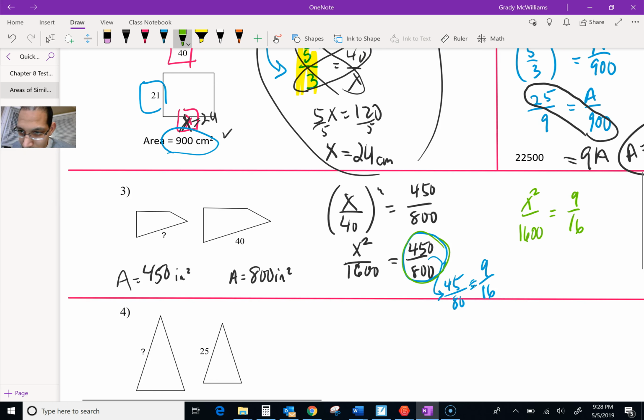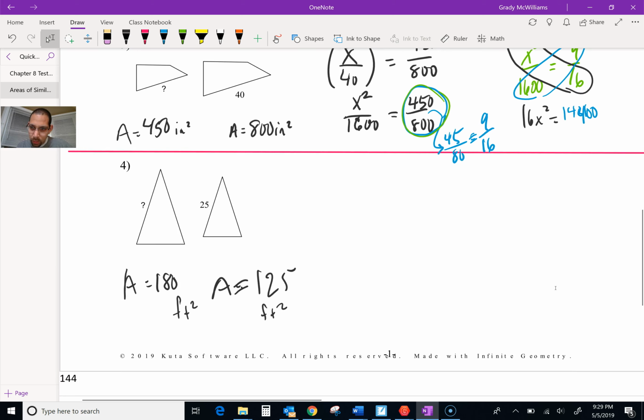You might be able to see where this is going, but if you aren't, we're going to cross multiply. This is 16x squared equals whatever 9 times 1600 is. Before I do this, there might be another way to tackle this that's a little bit easier, but we'll come back to that in a second. When I cross multiply this way, I got 14,400, and I'll divide that 14,400 by 16.